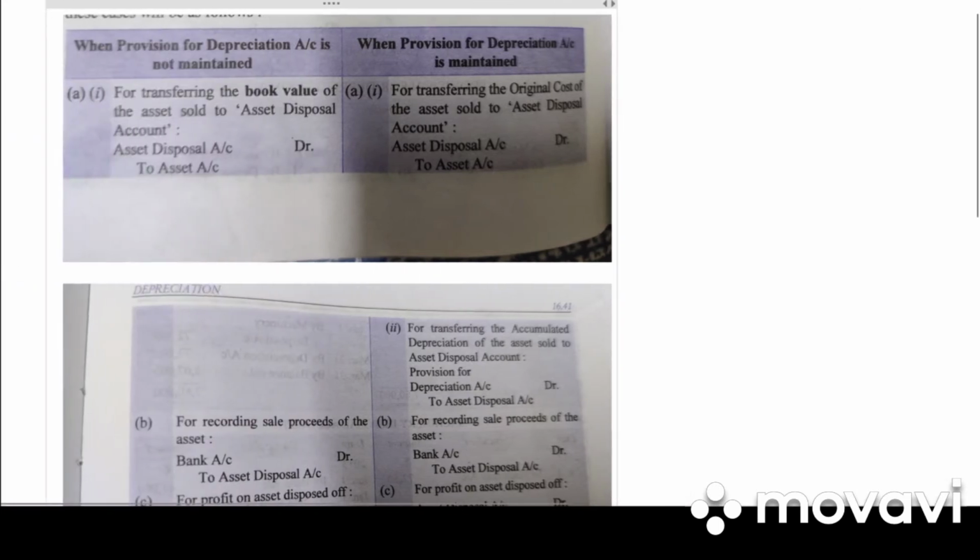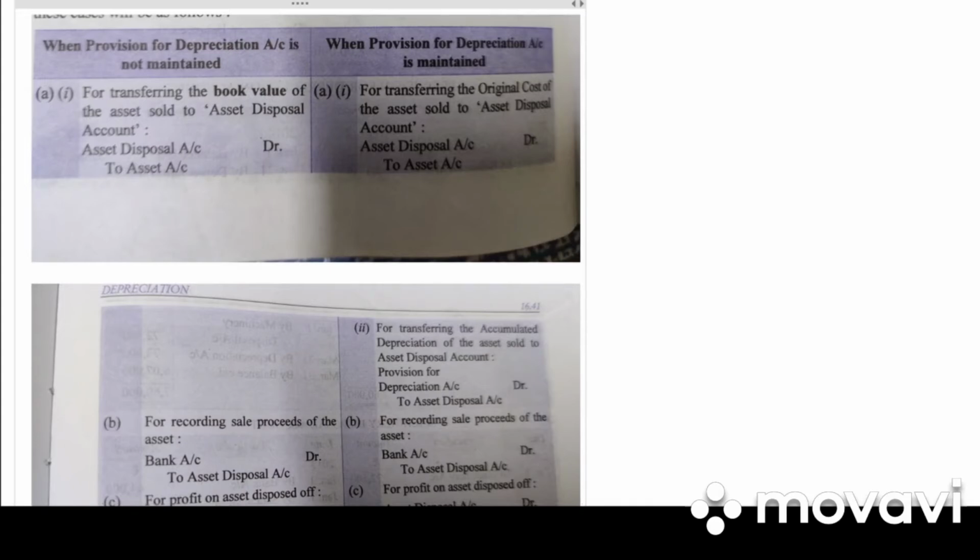So entries in two cases will be as follows: when provision for depreciation is not maintained and when provision for depreciation is maintained. First, for transferring the book value of assets sold to asset disposal account, the journal entry is asset disposal account debited to asset account. In case provision for depreciation is not maintained, it is asset disposal account to asset account, and then for transferring the accumulated depreciation, it is provision for depreciation to asset disposal account. Then for recording the sale proceeds, it is bank account to asset disposal account in both cases.